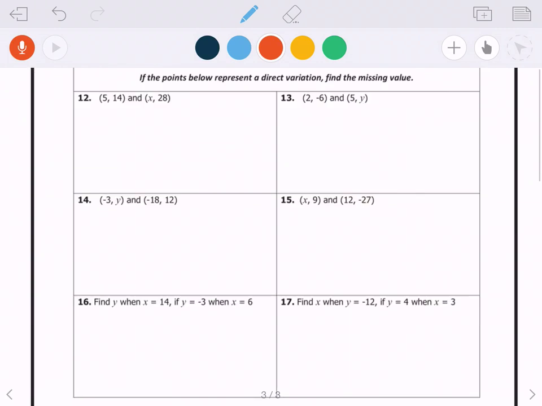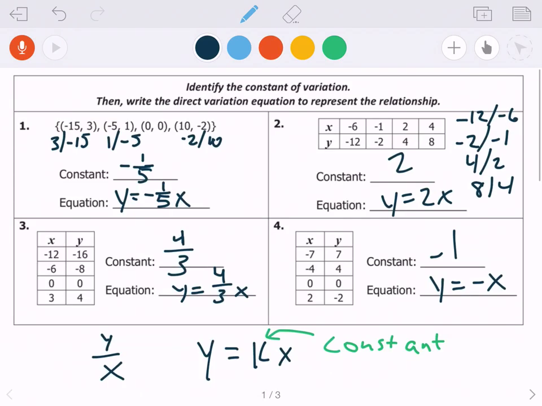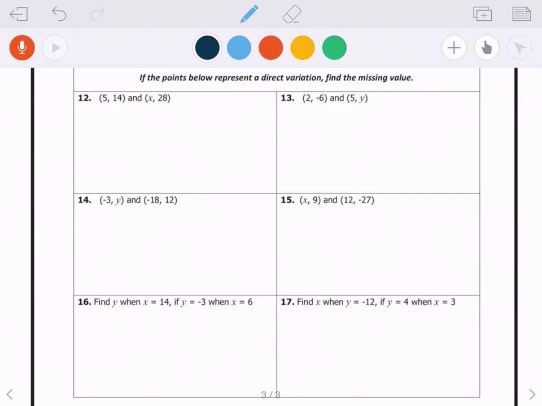All right, we're going to move on to the last type of question I could ask you. In these problems, this is kind of similar to what we did on the very first slide, where I gave you a bunch of points. But you probably notice we are missing a value. So in number 12, for example, if this set of ordered pairs represents a direct variation, what must x be? So we're trying to find a missing value.